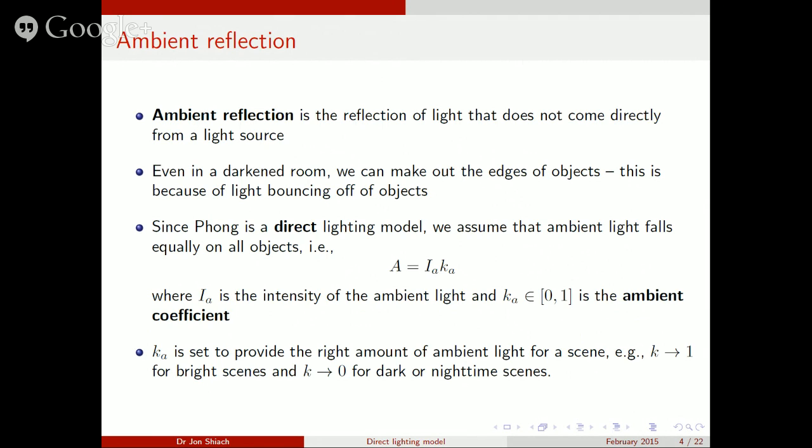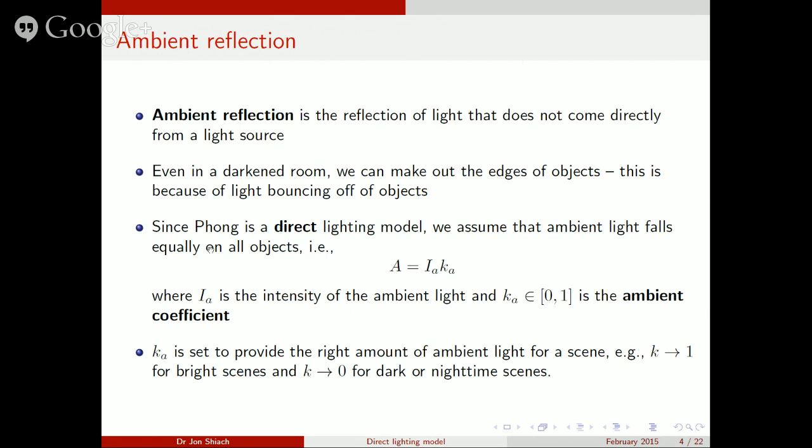Have you ever heard of night vision glasses? If you've seen nature programs or something like that, you've got glasses which can take in tiny amounts of light and still be able to detect outlines. So what I mean by that is light bounces off of other objects, so even in a darkened room, we're still able to make out rough outlines. Ambient reflection is a model of this.